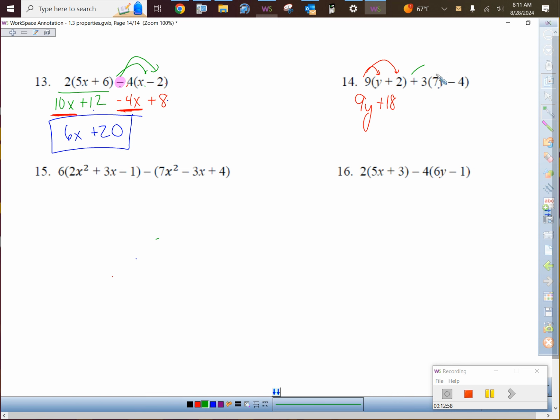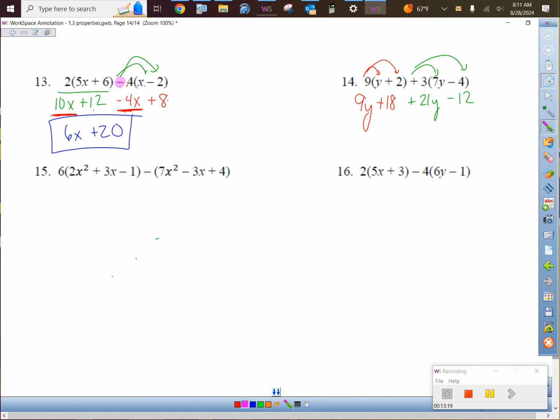And then distribute the 3 through. And then look for any like terms. You can add all your y's together. You can add all your constants together. Feel free to use a calculator if you need to. It's all good in the neighborhood.